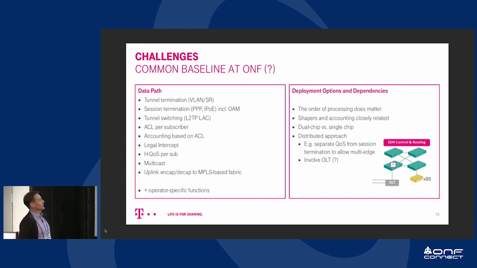Tunnel switching is something we're currently developing, and we are close to having that for L2TP. At least in Europe, that is common. I think also in the US that is used. Access list per subscriber. Once you define your data path, you need to make sure that you have well thought through how you apply the access lists, because they consume a lot of space on most likely the TCAM. So you need to really deep dive into the chip architecture. Accounting, very similar. Lawful intercept is something that's unavoidable, so you need to have a plan for that.